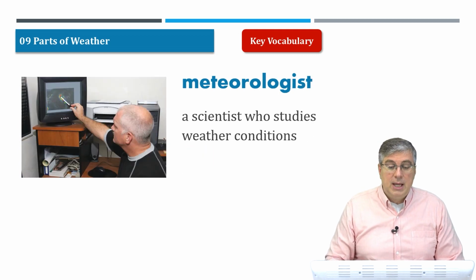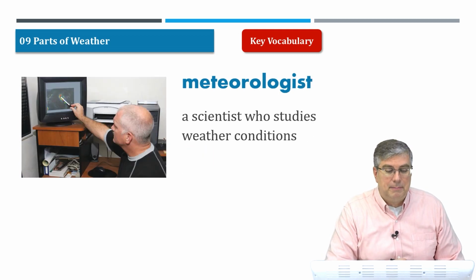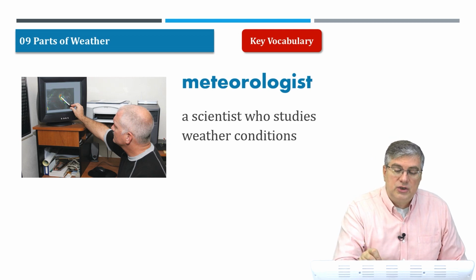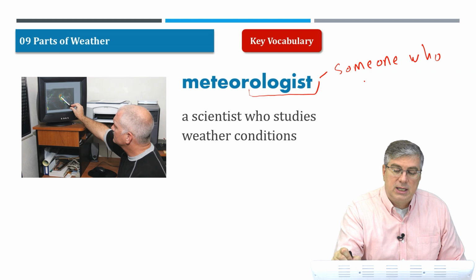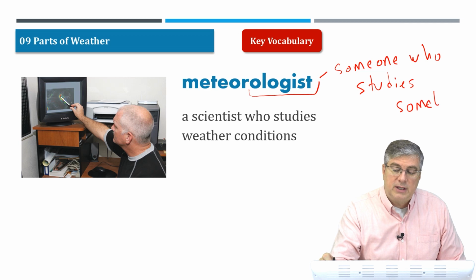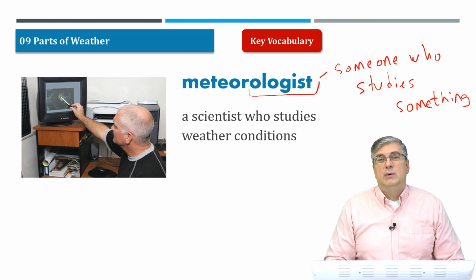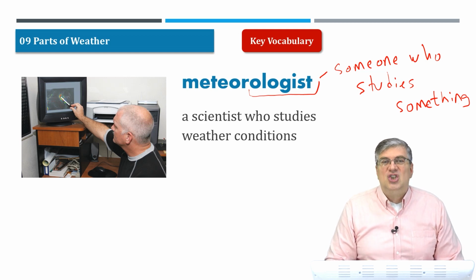Okay, next. We have meteorologist, a meteorologist. Ologist, if you ever see this ending, that means someone who studies something. So, for example, I think I said before, my dad, in his career, he was a geologist. Geo means earth. So geologist is someone who studies the earth.